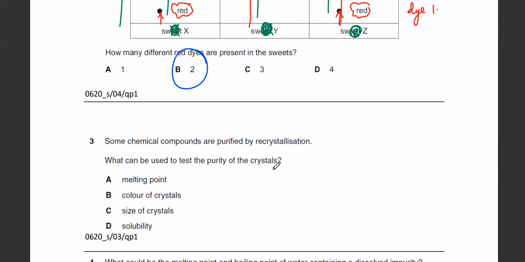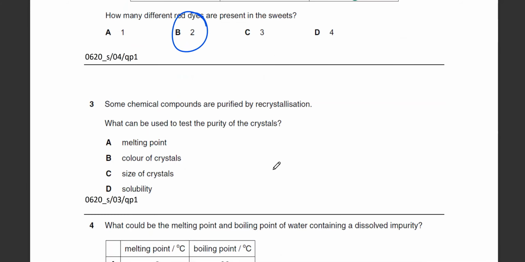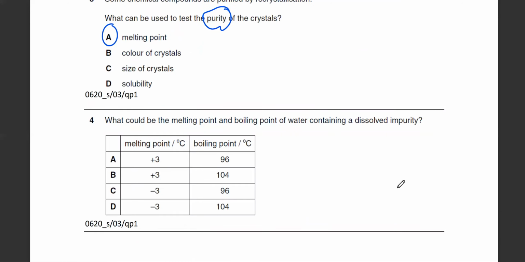Okay, so next one is some chemical compounds are purified by recrystallization. Earlier we studied how do you check for the purity of a substance, whether it's pure or not. The melting point. You take the melting and boiling point. So pure substances always have a very fixed melting point and boiling point. For example, you have water. If it's pure, it melts at zero and it boils at 100. But if it's impure water, then the boiling point and melting point would be slightly different. And this is what they're asking over here.